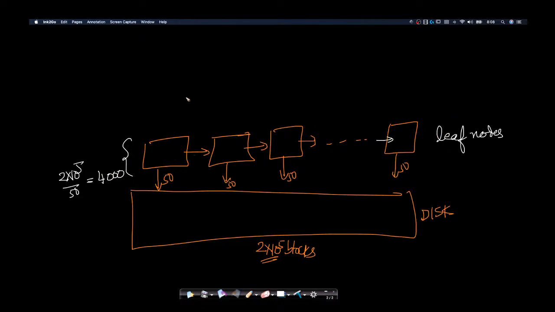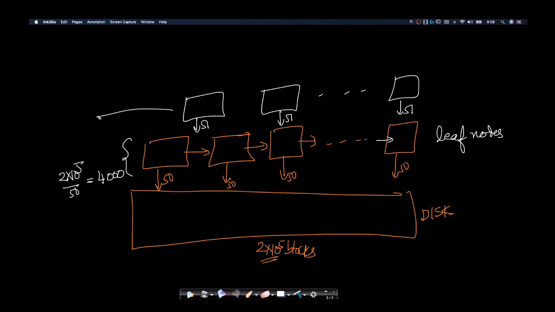Now let's look at the internal nodes. Each internal node can have 51 pointers below. You don't need these pointers now. How many such internal nodes at this level will there be? It is nothing but 4,000 by 51.